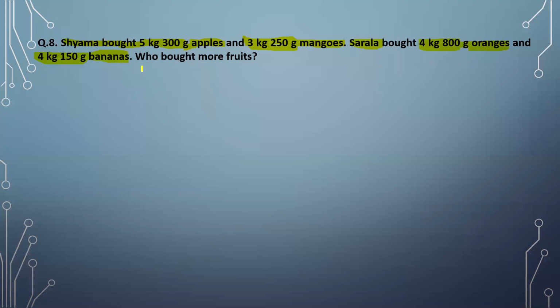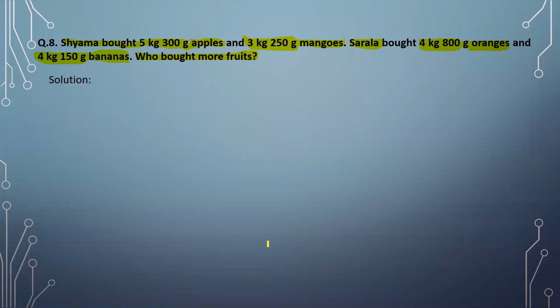So she bought different fruits. And now we have to calculate who bought more fruits. That is the condition, and that we have to calculate. Now it is similar to the 7th question, only there distances were given and here the quantity of fruits is given. In the same way we have to add the values, and then compare those two values to find who bought more fruits.